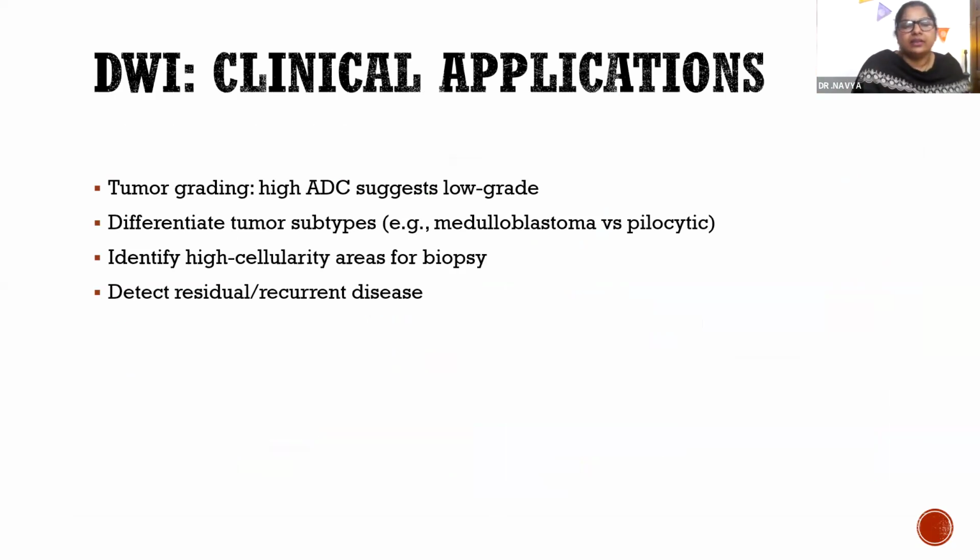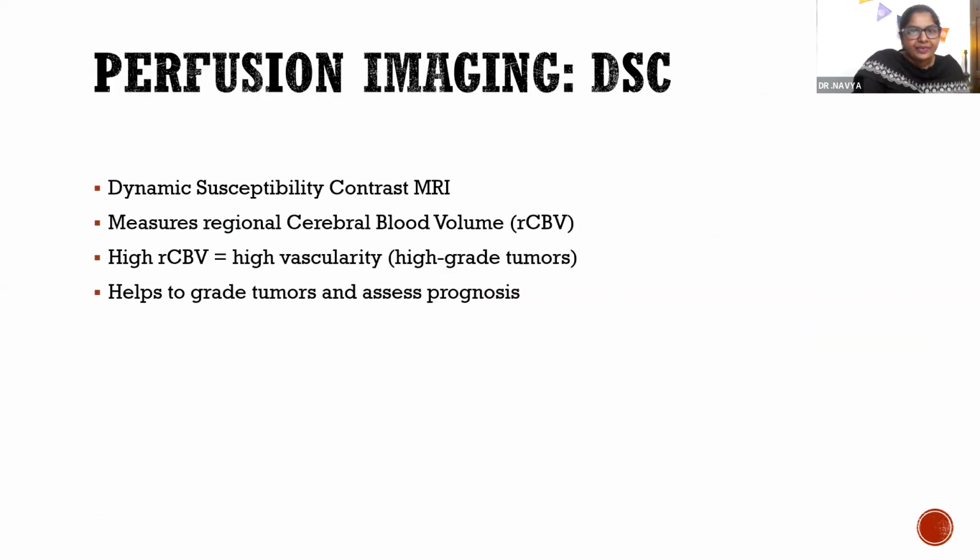So, where I'm applying it in tumor grading, of course, as I told you, a high ADC suggests there is a low grade tumor, and it is differentiating. It helps me in differentiating MB versus pilocytic astrocytoma, and it also helps me know where is the diffusion, how is the diffusion, and then I can choose the possible site of biopsy. Me and the neurosurgeon will sit together and plan where I can get a good chunk for the histopathology or for the molecular characterizations. And I will also be using this to detect any residual or recurrent diseases.